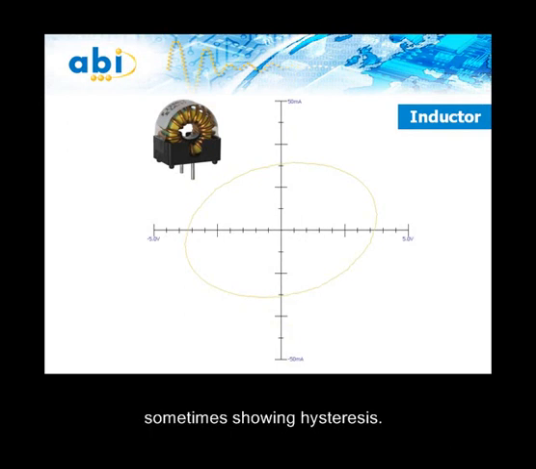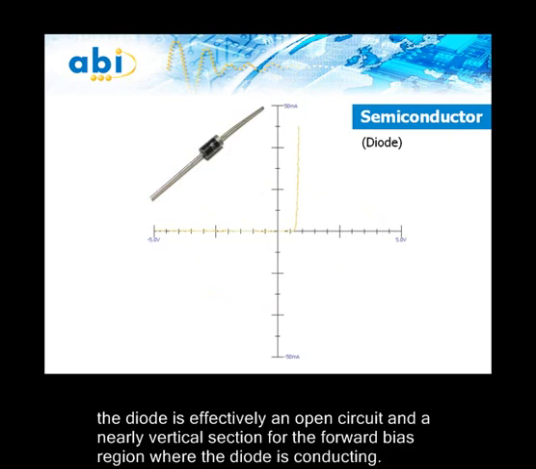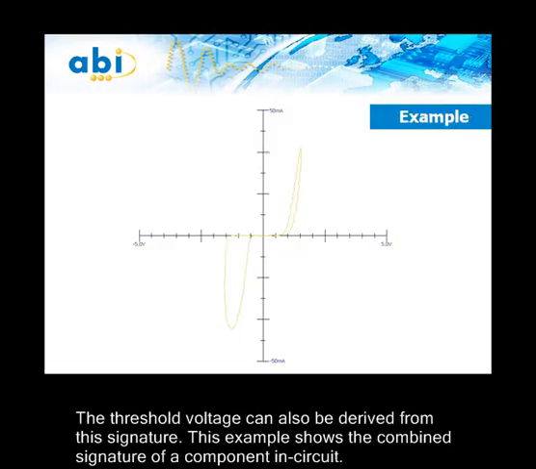And finally, semiconductors. A silicon diode, for instance, will show 2 parts, a flat section for the reverse voltage region where the diode is effectively an open circuit, and a nearly vertical section for the forward bias region where the diode is conducting. The threshold voltage can also be derived from the signature. This example shows the combined signature of a component in circuit.